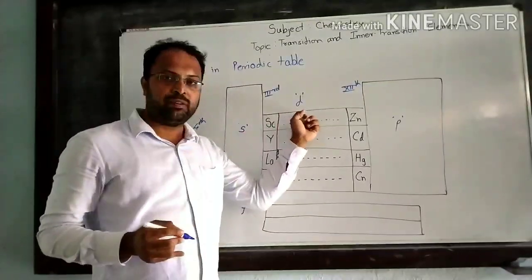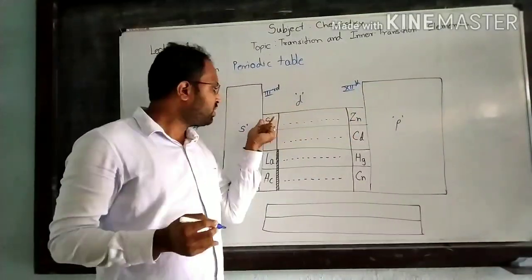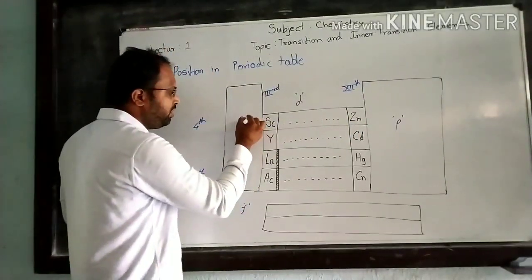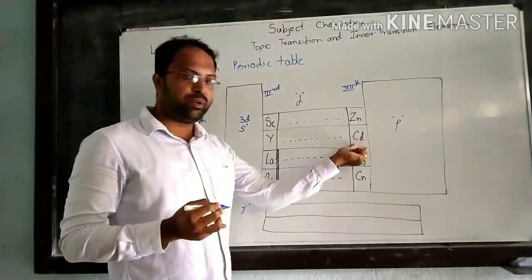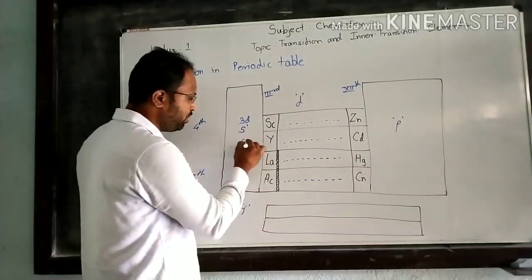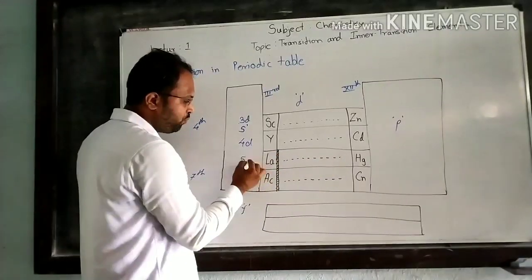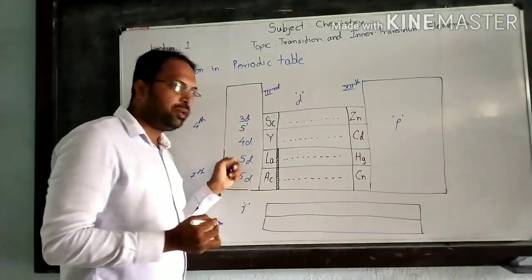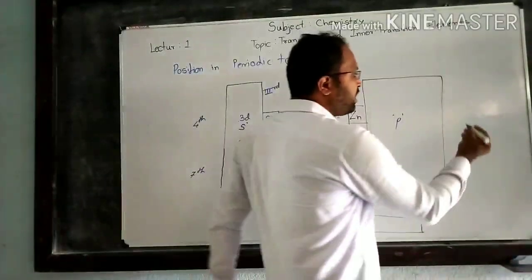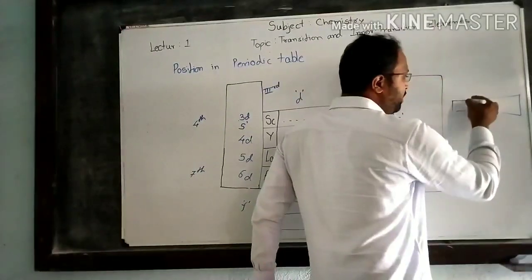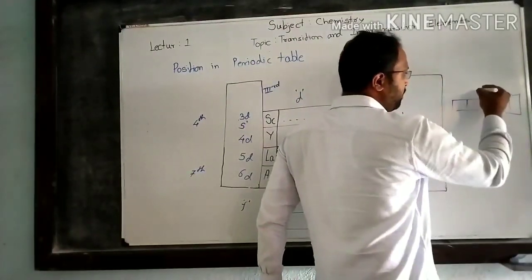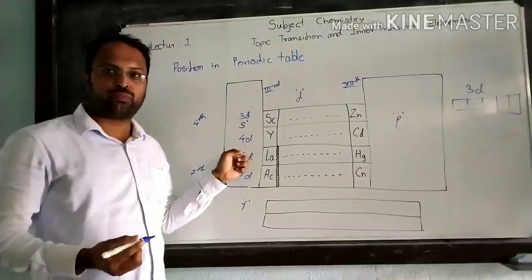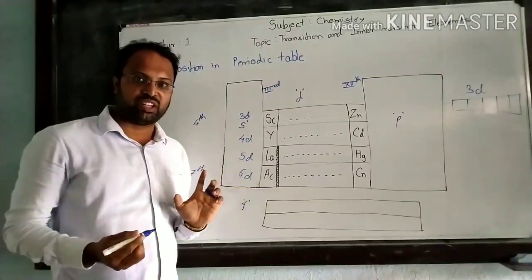In the 4th period, the elements present are scandium to zinc, which are also known as the 3d series. Yttrium to cadmium is the 4d series, lanthanum to mercury is the 5d series, and actinium to copernicium is the 6d series. These names derive from the last electron entering the d subshell, which is 3d, 4d, 5d and 6d.